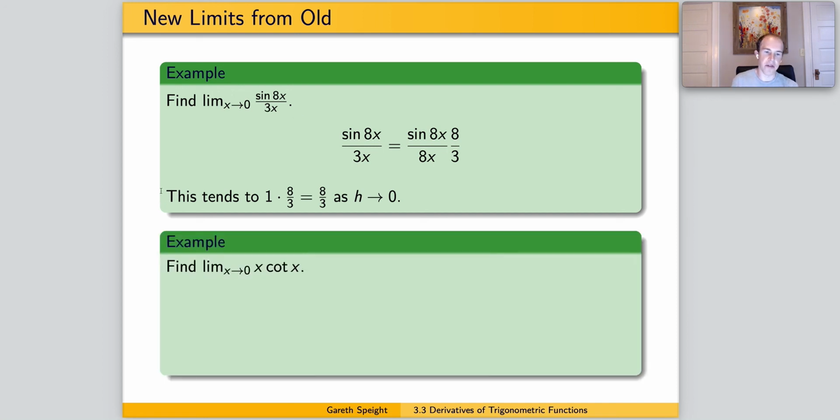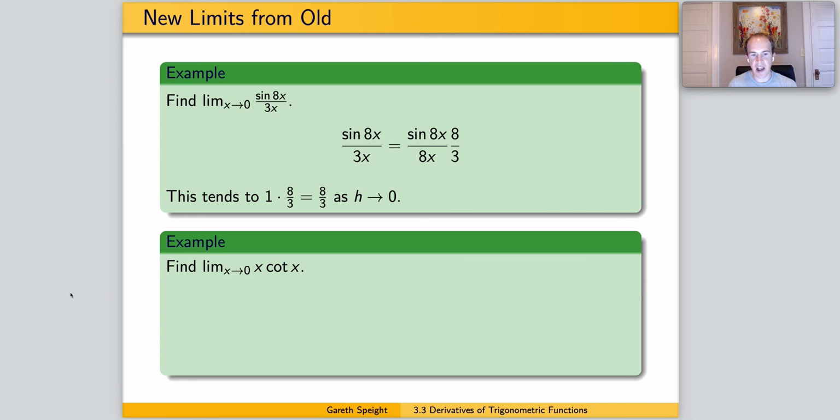Okay, another simple example, for instance, to find the limit of x times cotangent of x. I can't just plug in with any of these, right? If I try to do that, x would be going to 0. Cotangent is cosine divided by sine. That would be going to plus or minus infinity. So I can't just plug in. I have to do something.